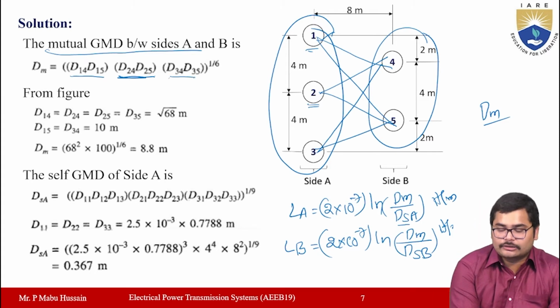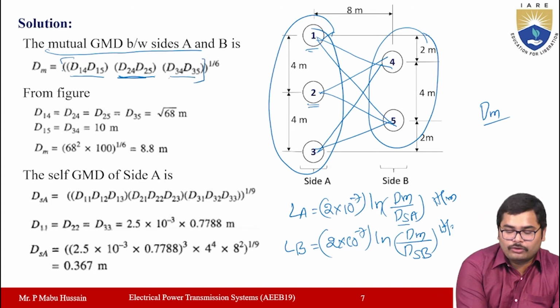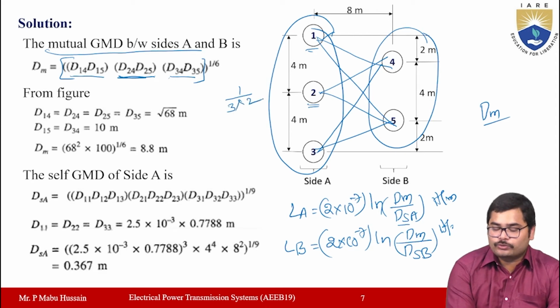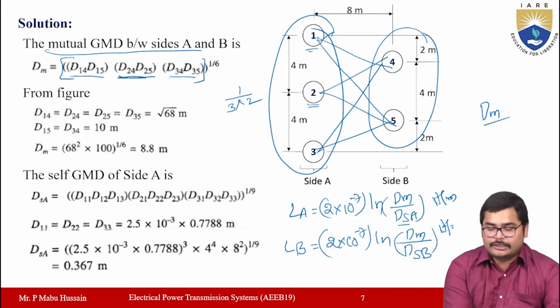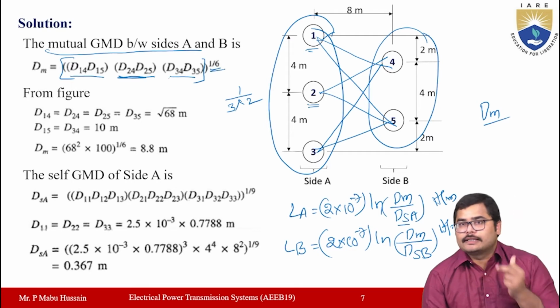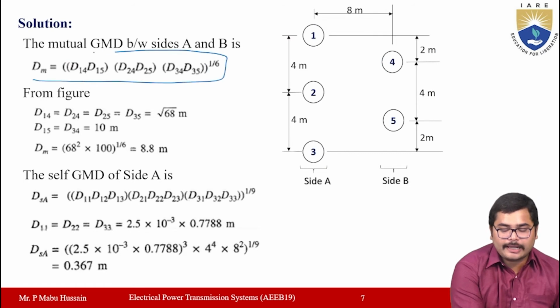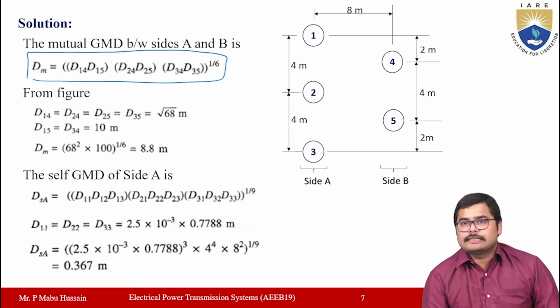So this is another set. Whole to the power of 1 by, so total number of conductors in side A, which is 3, into total number of conductors in side B, which is 2. So that means 1 by 6 you will get. Right, so this is the equation for calculating the mutual GMD for this transmission line.